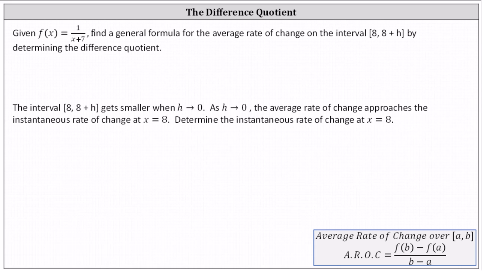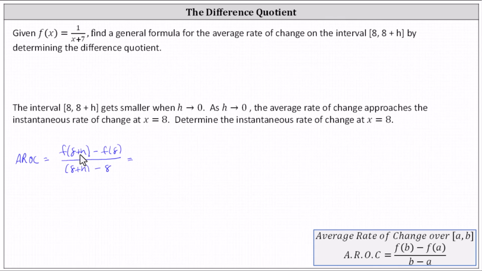If we take a look at our notes below, the average rate of change over the closed interval from a to b is equal to the quotient of f of b minus f of a and b minus a. Notice the numerator is the change in the function value, or the change in y, and the denominator is the change in x, which again is just the slope of a secant line. So in our case, the average rate of change is equal to f of the quantity 8 plus h minus f of 8 divided by the quantity 8 plus h minus 8.